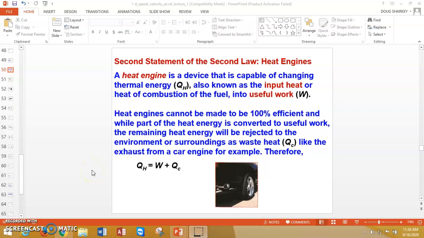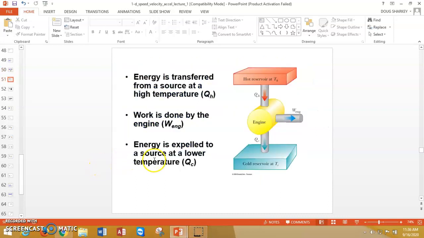So, quick review for the second law and heat engines. A heat engine is something that uses thermal energy to turn it into useful work. And of course, I use cars as my example. So here again, there's that picture. You have a hot side, you have a cold side. The engine is going to do some useful work, and then the rest of the heat is expelled.